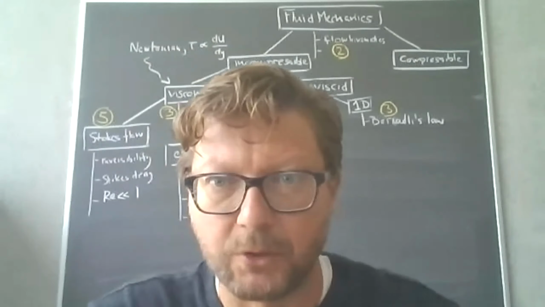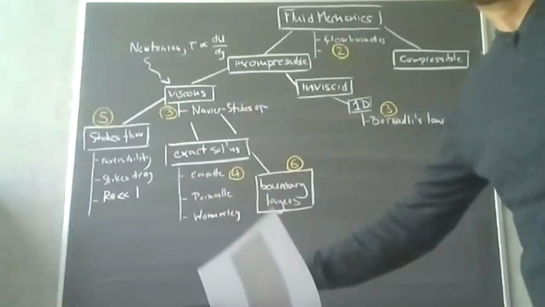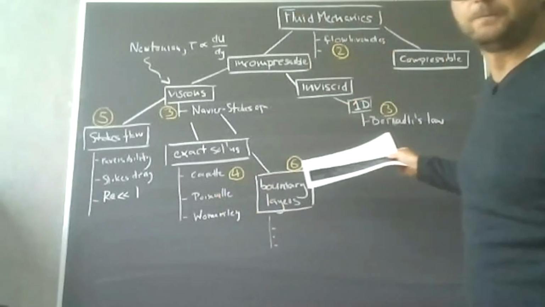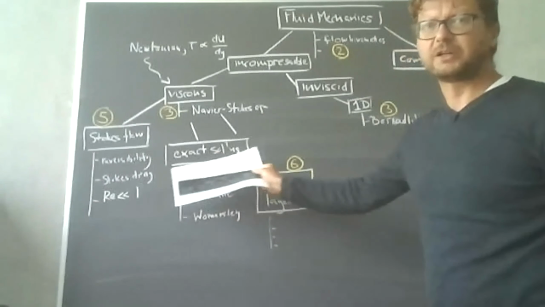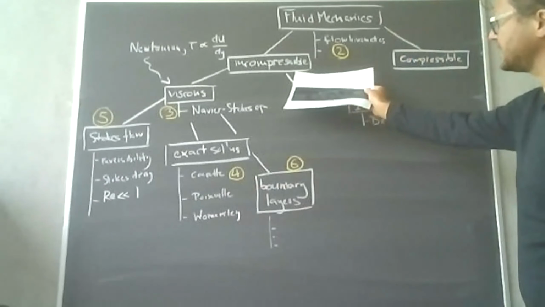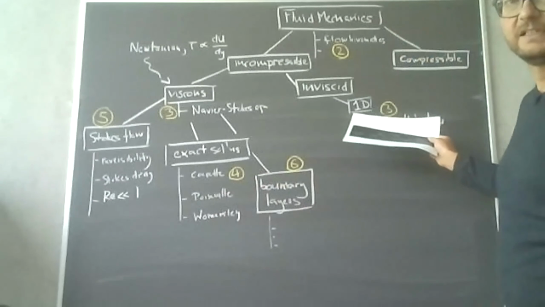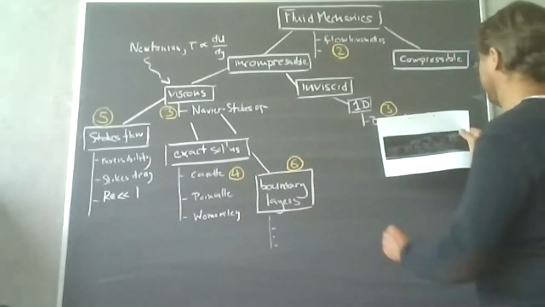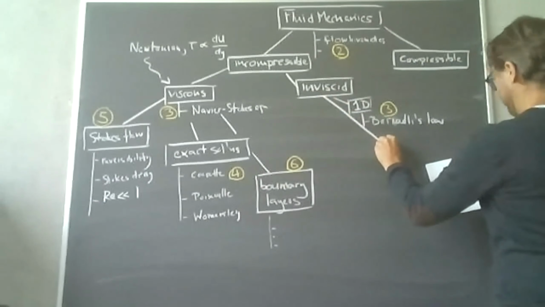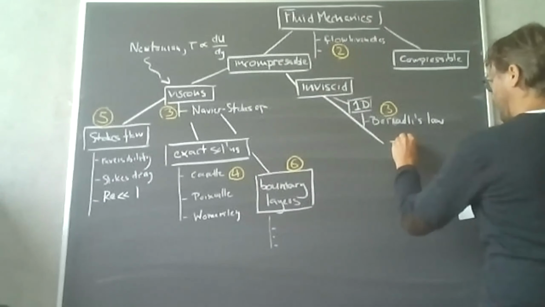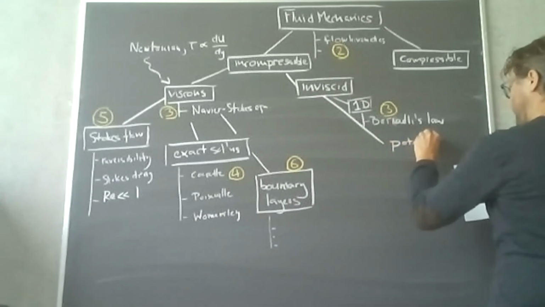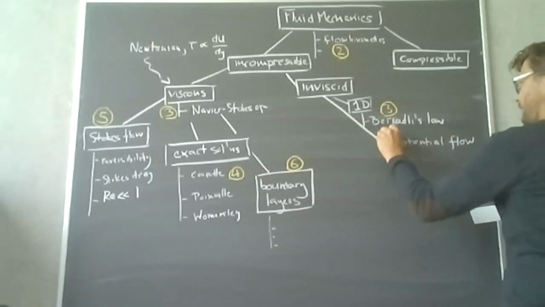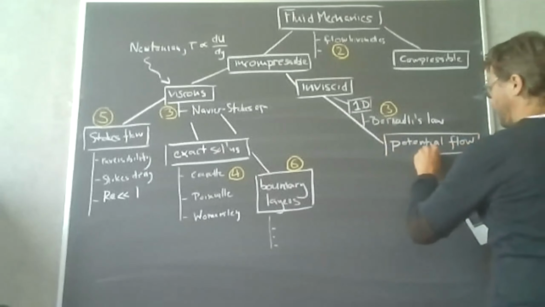Let me put this on the blackboard now. Yes, so where does this go? It certainly will not go on the viscous part. Well, it's still incompressible. It's on the inviscid side. It is not the 1D Bernoulli. It is actually a new branch here. So let's put it here. Potential flow.